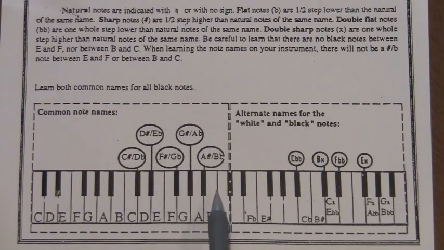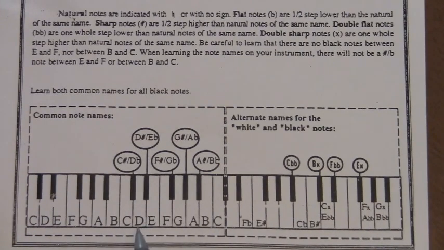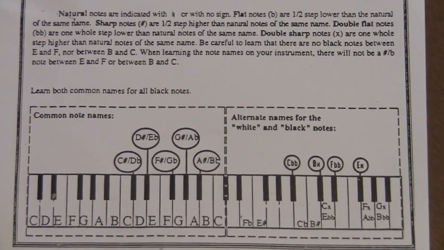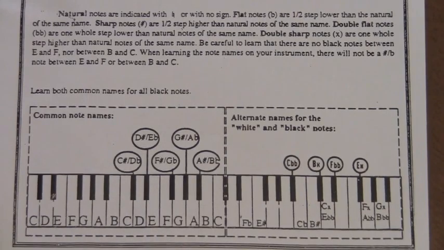The black notes each have two common names. The white notes only have one common name. The white notes have a main name that's just a letter by itself. So the note that's a half step higher than D is sometimes called D sharp. That same note is also a half step lower than E, so it's sometimes called E flat.